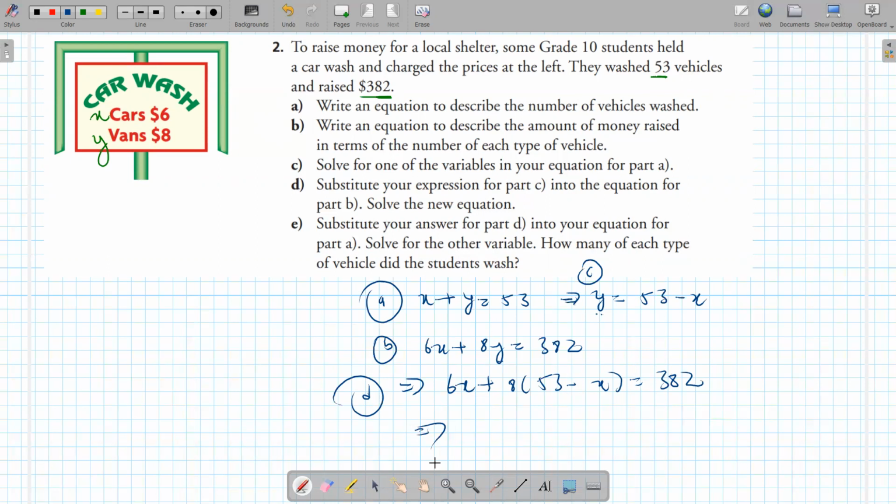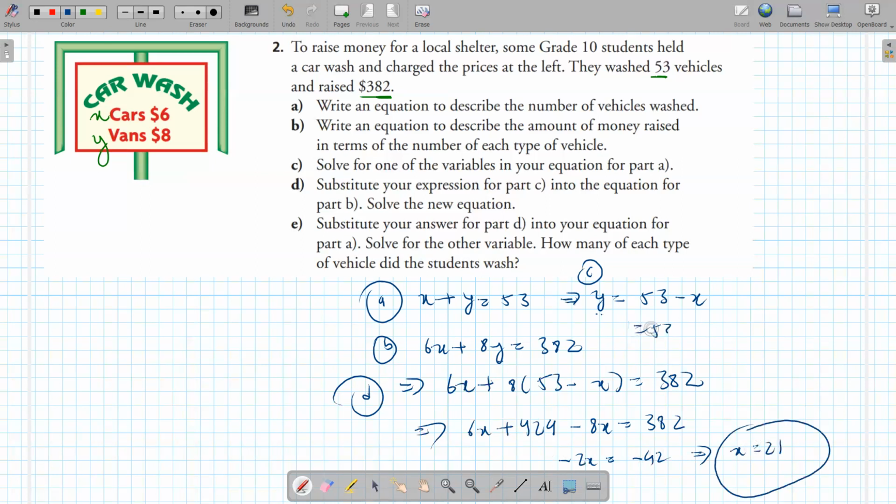Gonna open the bracket, yeah? That's it. That's the whole thing. With substitution, step 1 is always going to be to open the bracket. 424 minus 8x is 382. This means negative 2x is 382 minus 424. Negative 42. This means x is 21.